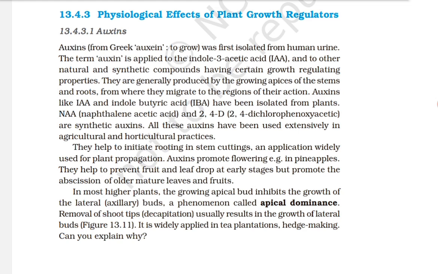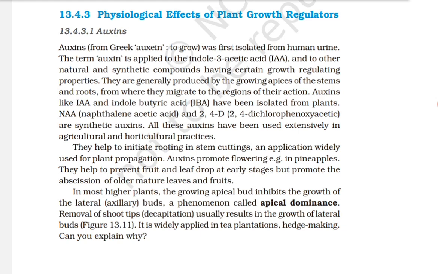All these auxins have been used extensively in agriculture and horticulture practices. They help to initiate rooting in stem cuttings, an application widely used for plant propagation. Auxins promote flowering, for example in pineapples. They help to prevent fruit and leaf drop at early stages but promote the abscission of older mature leaves and fruits.